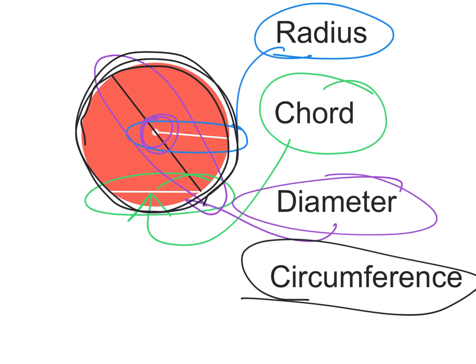Okay, so circumference is kind of like perimeter, when we have perimeter of a square or perimeter of a rectangle. So if you want to think of circumference as perimeter, you could think of it that way too.